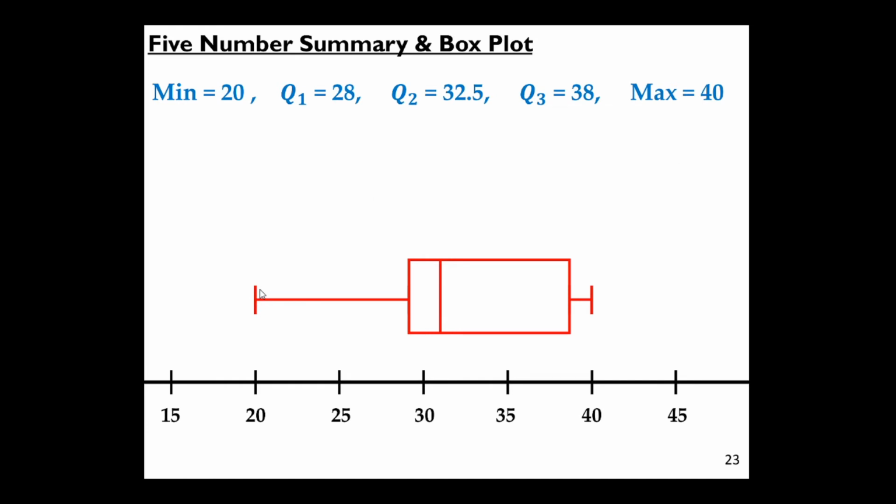So the left end here is the minimum. The left side of this box is Q1. The middle line here is Q2. And then this right edge of the box is Q3, and then this right end is the maximum.